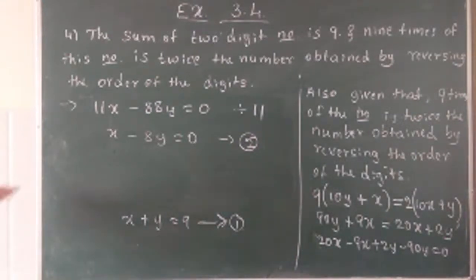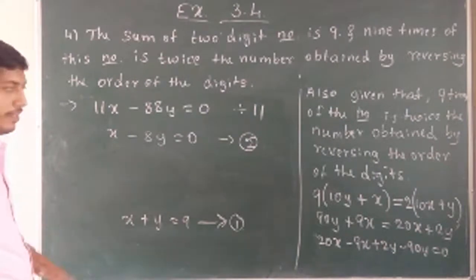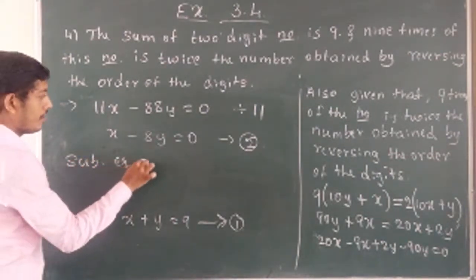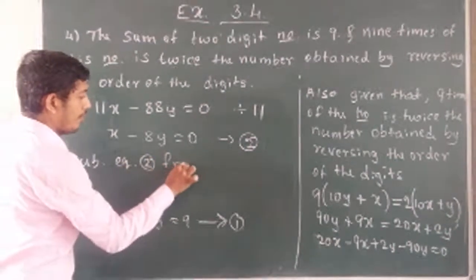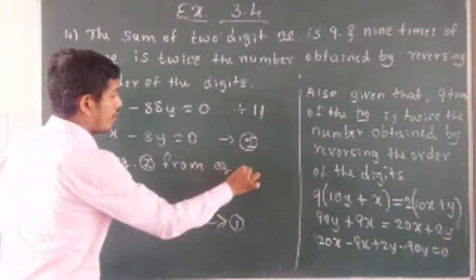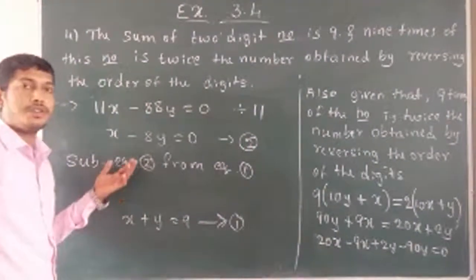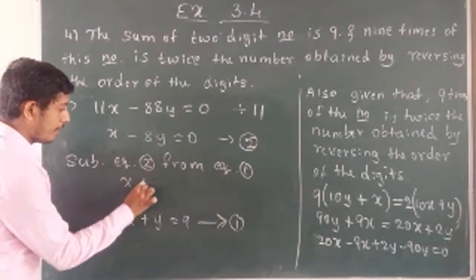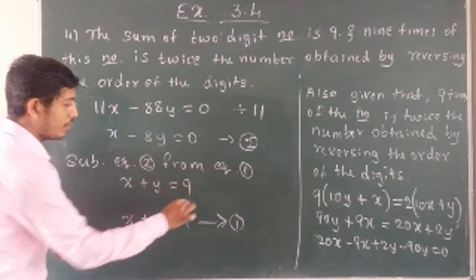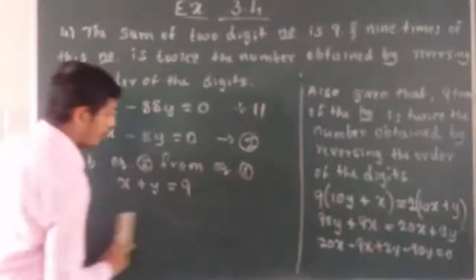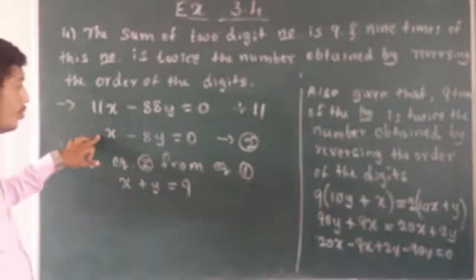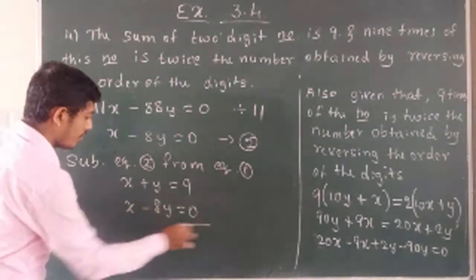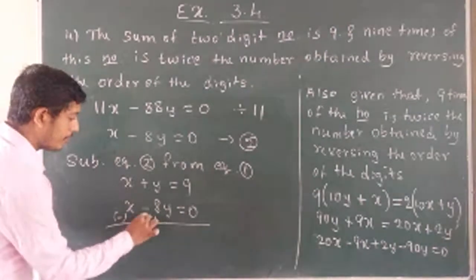So I will subtract equation 2 from equation 1. Subtract equation 2 from equation 1. I will write the first equation, that is x plus y equals 9. From this I have to subtract equation 2, that is x minus 8y equals 0. So the minus becomes plus.